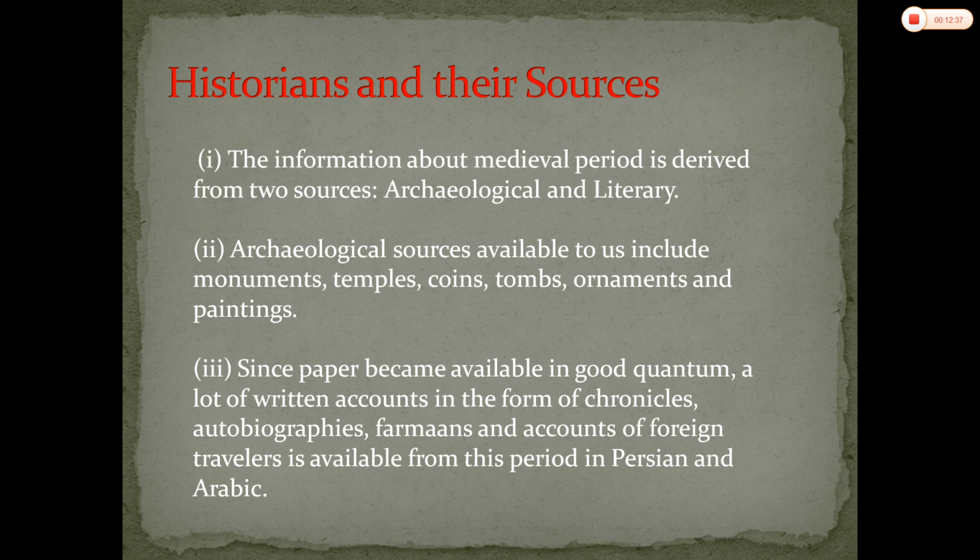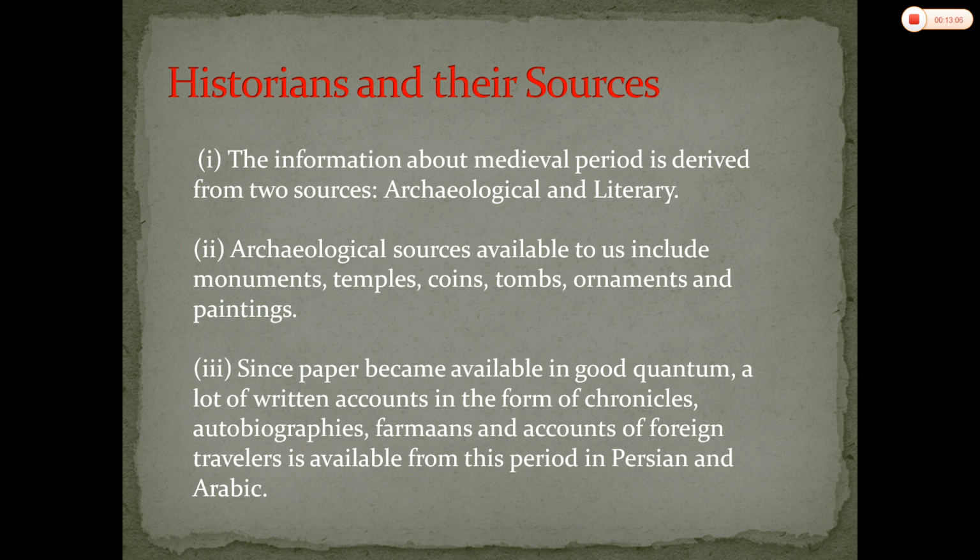That means, as paper was available, so many chroniclers and autobiography writers were there, and they started to write all the things which were happening in their surroundings. For example, if any chronicler is hired by, or we can say patronaged by, any king, that chronicler started to write about the life of the king or the autobiography of the king. In this way, farmans were written down.